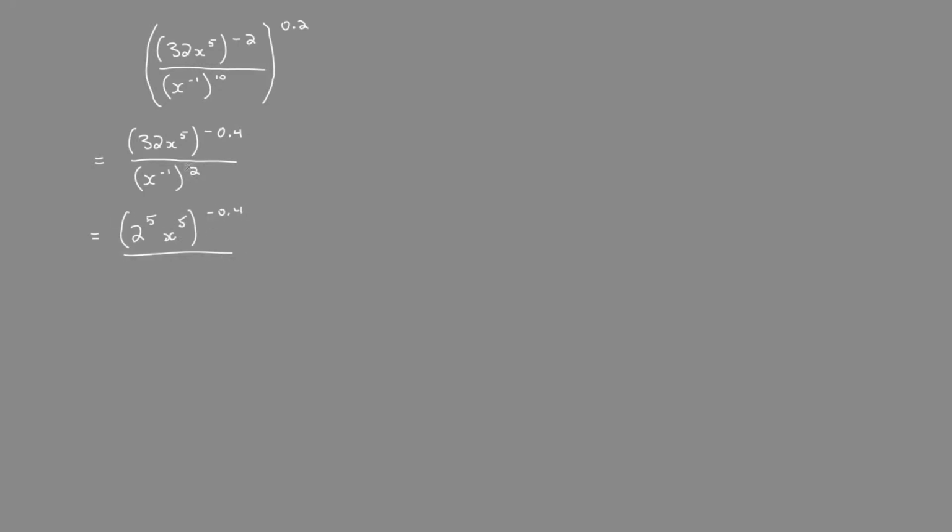Now I could use the power rule on the exponents in the denominator since I would be rewriting them anyways. So I have x to the power of -1 times 2, which is -2. Now I could either use the power rule, or I could reciprocate the negative exponents. So I'll apply the power rule, multiplying -0.4 into 5.